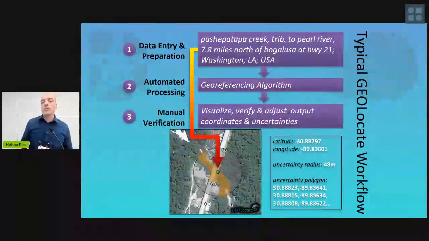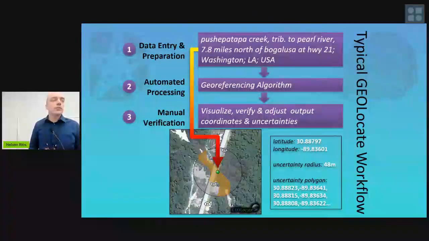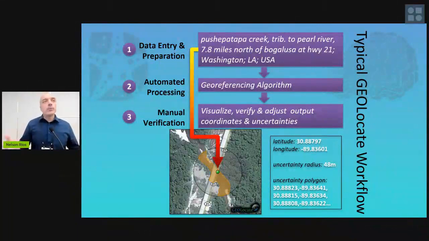Just to give you a typical process of what is involved in georeferencing, we take locality descriptions, which are human-readable text descriptions of where something was collected, and run them through some kind of georeferencing algorithm. That outputs coordinates, and sometimes some uncertainty depending on which algorithms we're using. But that's just giving you a best guess of a number of candidate locations that you might be interested in evaluating. That's the easy part of georeferencing, feeding data into something and getting data out. All the work comes in that final step, the manual verification.